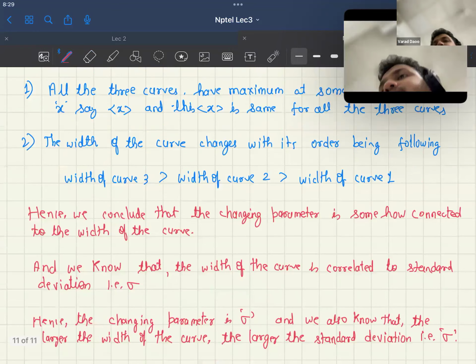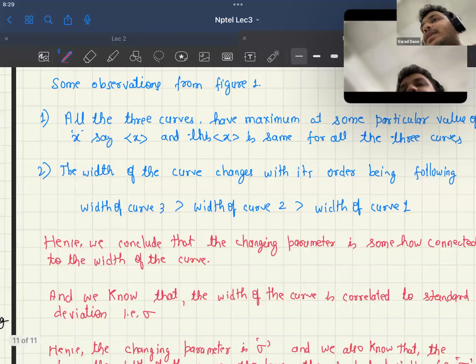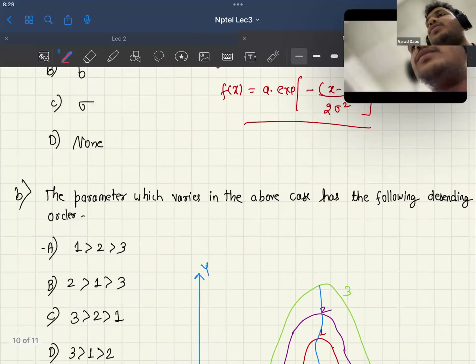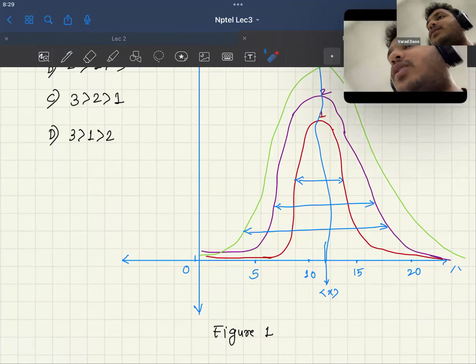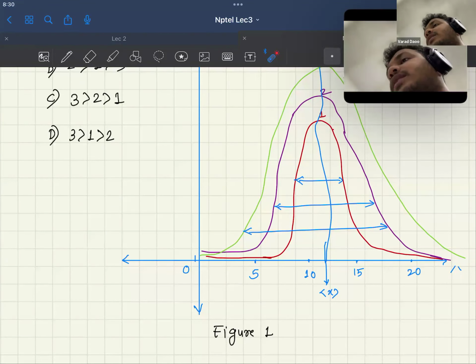Right? Let me again read it. Some observations from figure 1. These are the observations we draw from this figure. It is very clear that these three curves peak at a particular point, and the spread of the curve increases as we move from curve 1 to curve 3. This is what I have written here. Let me read it again: some observations from figure 1, point number 1.